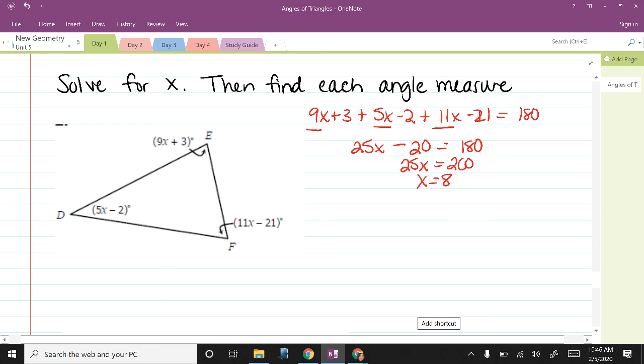Okay. And then I plug them all in. 9 times 8 is 72 plus 3 is 75, right? 5 times 8 is 40 minus 2 is 38. And I can add those together and subtract. Or it's 88 minus 21. I'm getting 67. Is that right? And then I'm going to check them and make sure they add to make 180 because I'm a perfectionist. And they do. Y'all see how I did that? Okay.